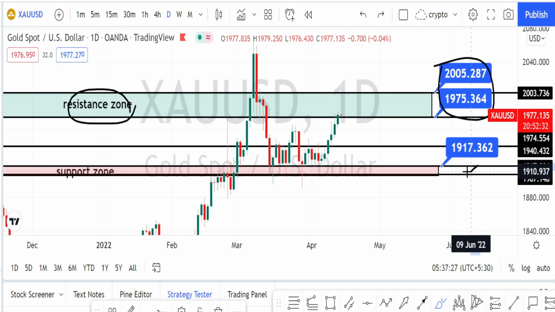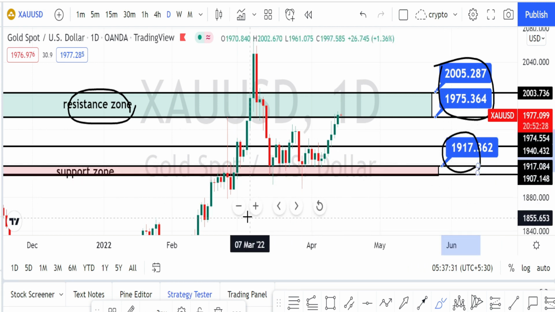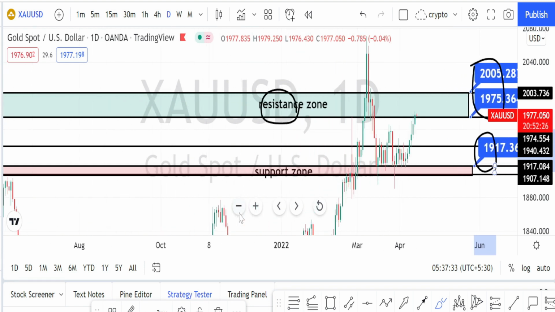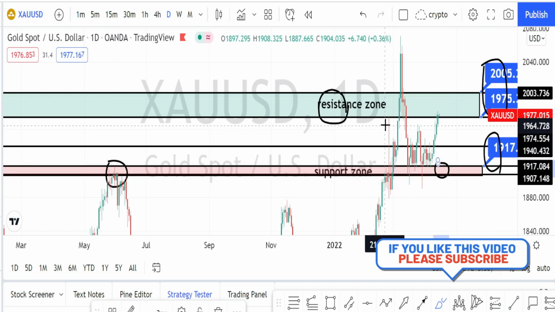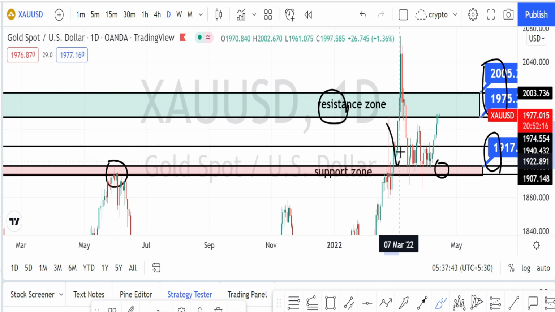And we already know that 1917 is currently acting as a very strong support zone because when we look at the past price action, this level had acted as a very strong resistance. Currently this level is acting as a very strong support. So overall the price action is trading within this resistance and support levels in daily time frame.